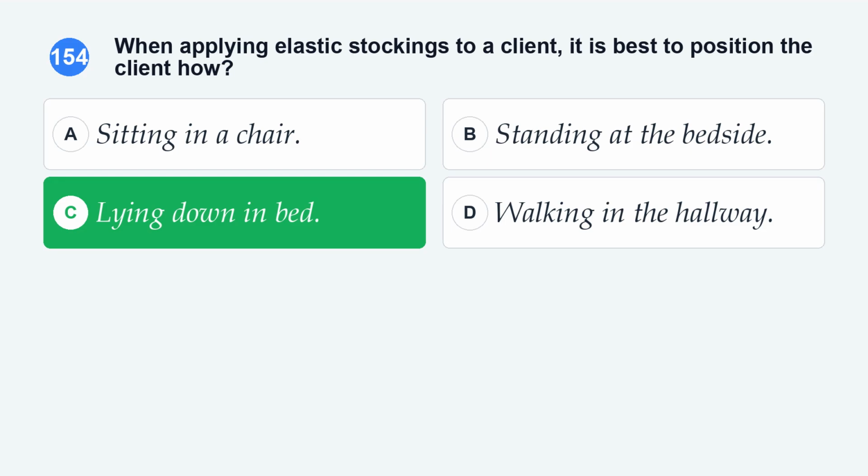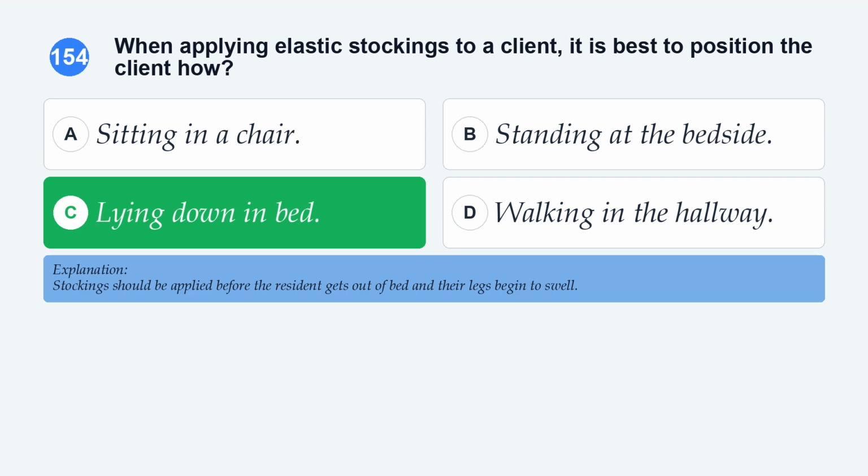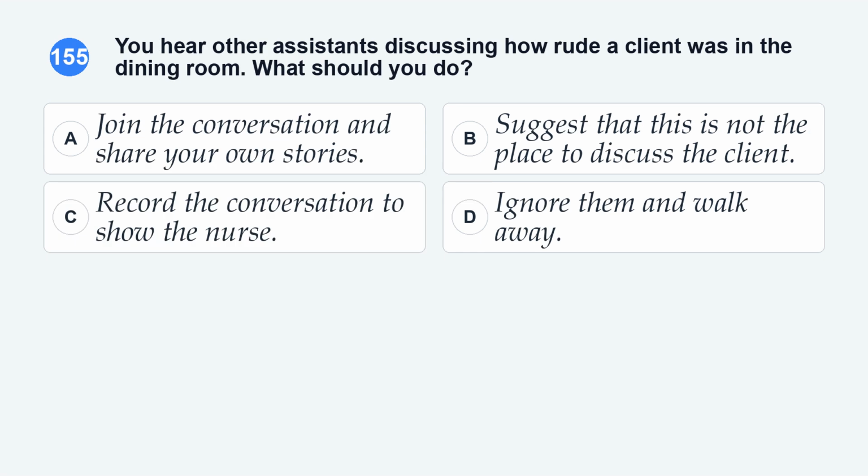The correct answer is option C, lying down in bed. Explanation. Stockings should be applied before the resident gets out of bed and their legs begin to swell. Question 155. You hear other assistants discussing how rude a client was in the dining room. What should you do? Option A, join the conversation and share your own stories.